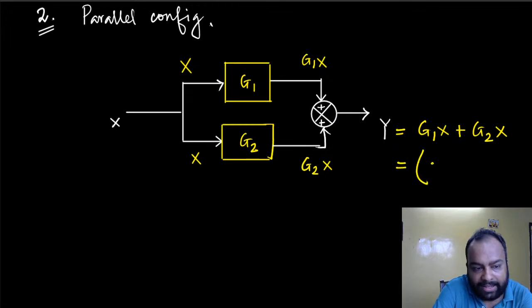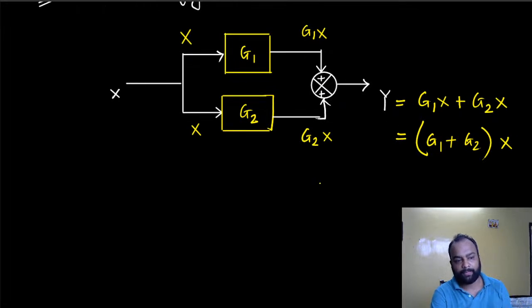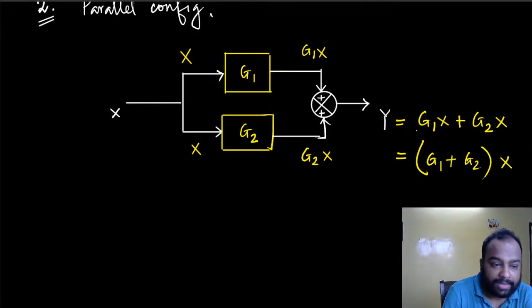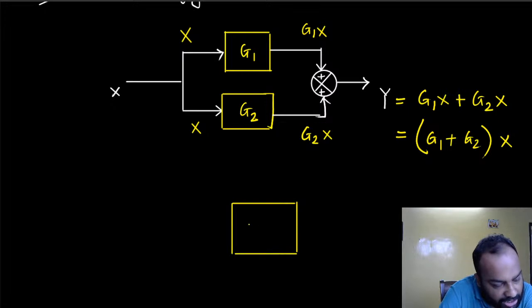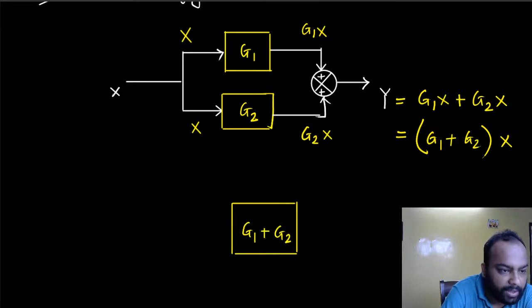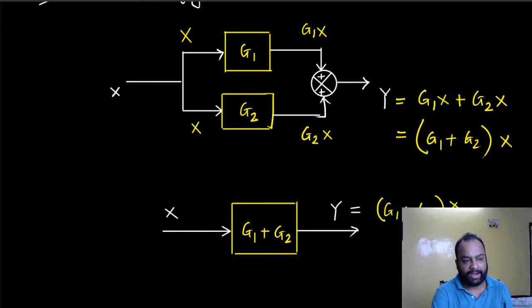But out of these, I can simply factor out X. So I can say this is G1 plus G2, into X. Essentially the output is equal to G1 plus G2 into X. So instead of this parallel configuration, I can have a single system whose transfer function is G1 plus G2, and the input is as usual X and the output Y. Because for this system as well, the output is going to be G1 plus G2 multiplied by X, because these two are identical. So we have an equivalent representation again.